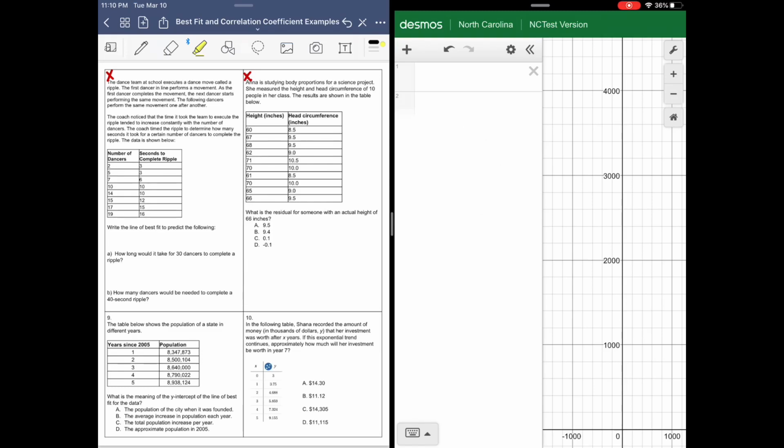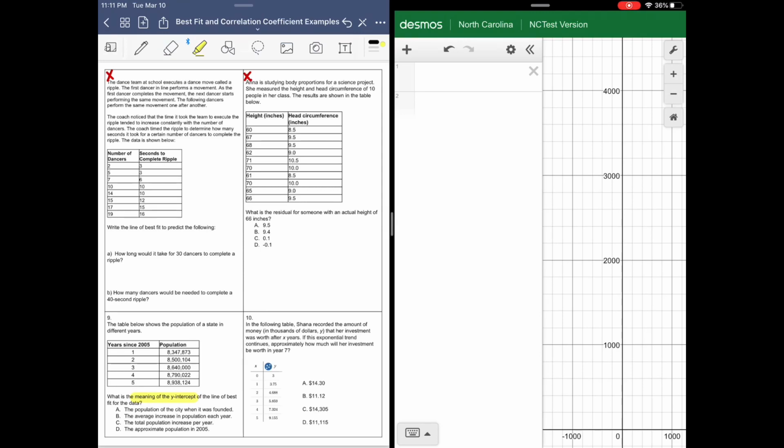All right, let's look at number 9. The table below shows the population of a state in different years. What is the meaning of the y-intercept of the line of best fit for the data? Okay, so we don't see a whole lot of numbers in our answer choices. It's just asking us to say what would the y-intercept mean. So we don't actually have to find the line of best fit for this data. It's asking us for the meaning of the y-intercept.